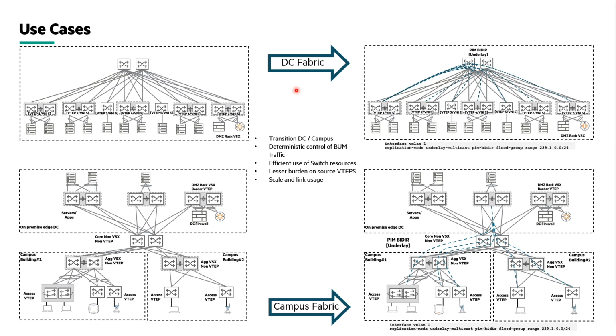So the use cases here are to transition either a DC or a campus fabric to underlay replication, and it provides us a deterministic control of BUM traffic. It's more efficient use of switch resources, it lessens the burden on source VTEPs, and in terms of scale we can improve and the link usage is reduced.